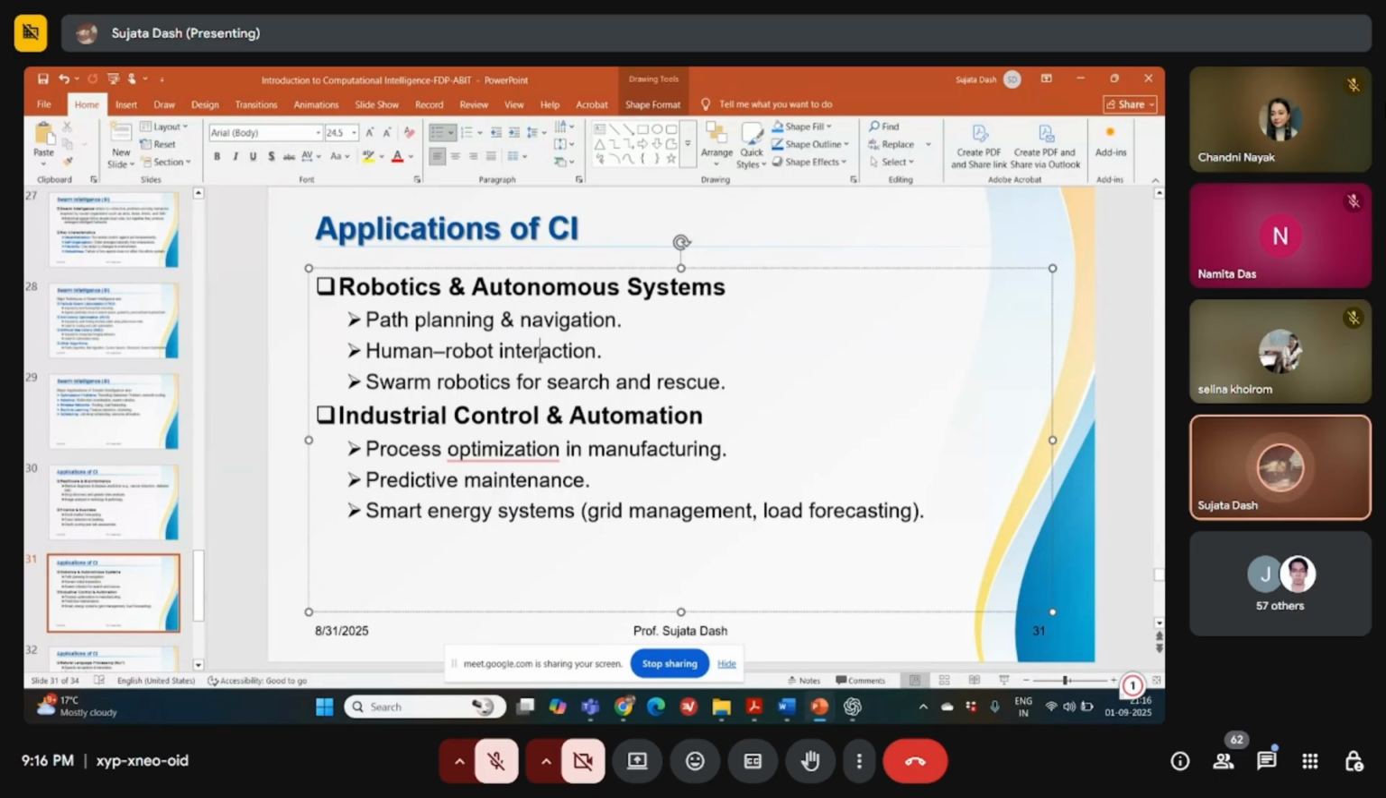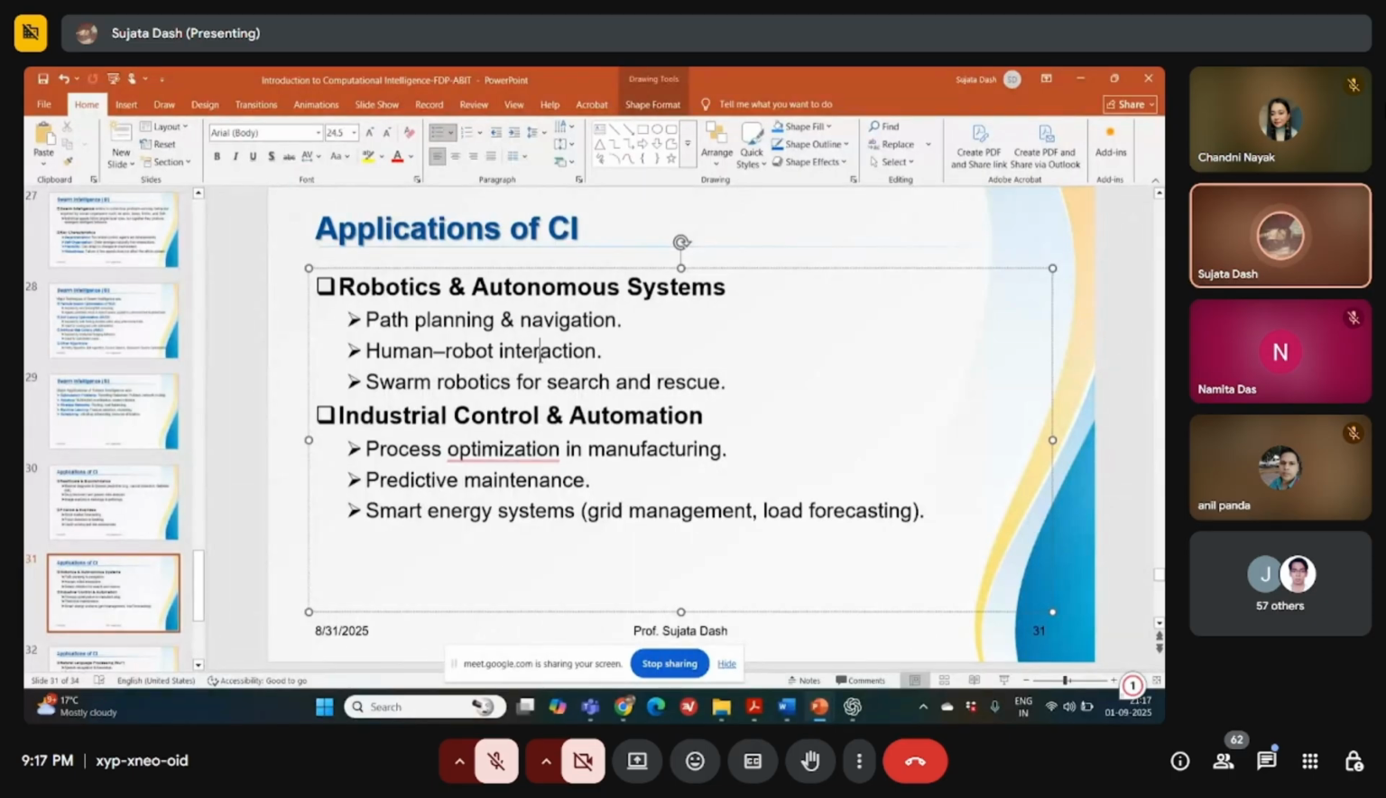Then the second one is human-robot interaction. So what is it? It ensures robots can work with humans in a safe, intuitive, and intelligent way. So the role of CI here is that machine learning models interpret speech, gestures, and emotions for smoother collaboration. The examples of this are healthcare robots, which can assist patients, and collaborative robots, or you can call them cobots, in factories working alongside humans.